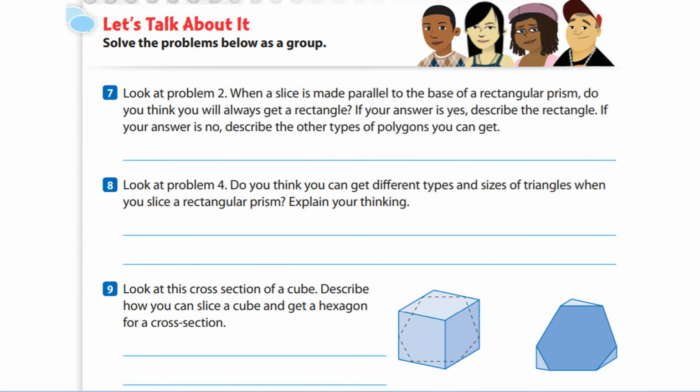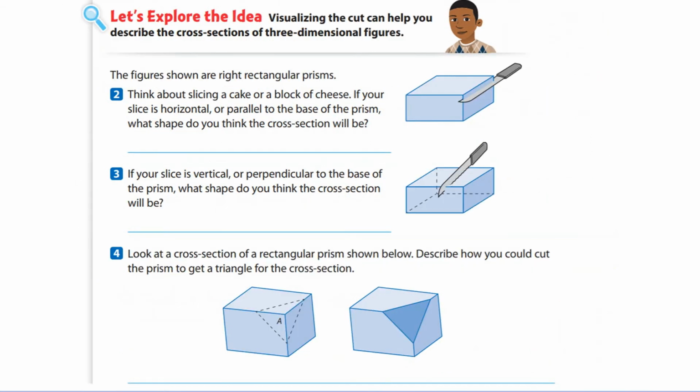When a slice is made parallel to the base of a rectangular prism, do you think you will always get a rectangle? If the answer is yes, describe the rectangle. If your answer is no, describe the other types of polygons you can get. Question 8. Look at problem 4. Again, there's problem 4. You can pause that or go back to it.